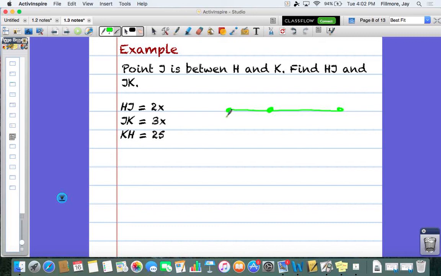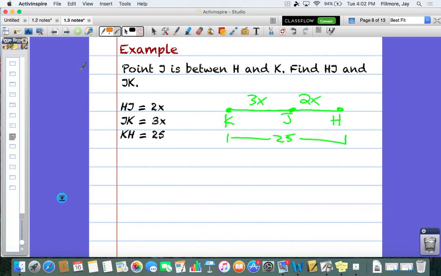So, I know the whole thing is KH. I know that JK is 3x, and I know that HJ is 2x. Well, I'm obviously going to make the 3x one longer. So I'm going to make the JK the 3x. I'm going to make the JH the 2x. And the whole thing is 25. Now it looks more like our last problem, once I label everything.